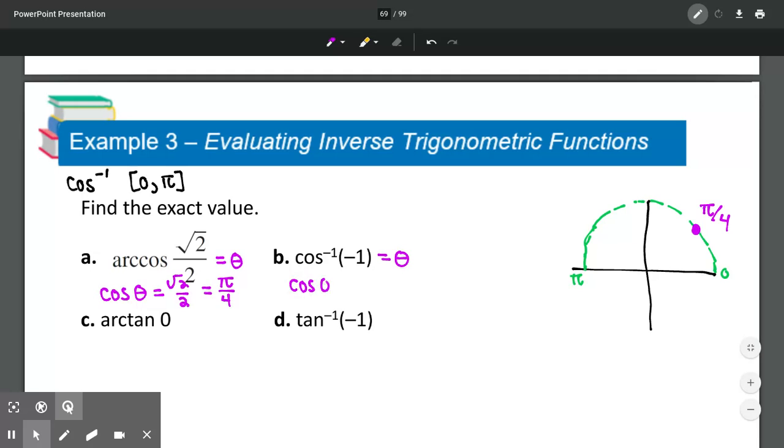This one is saying cosine of theta equals negative 1. So when does cosine equal negative 1? Well, that's over here. And so your answer would be pi.